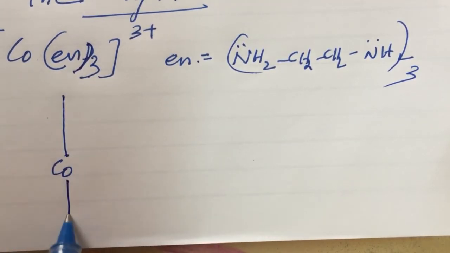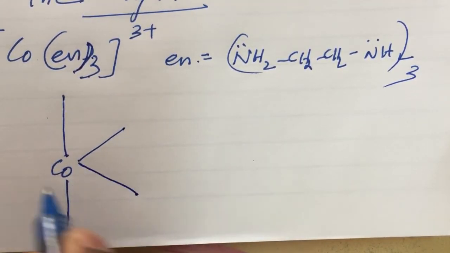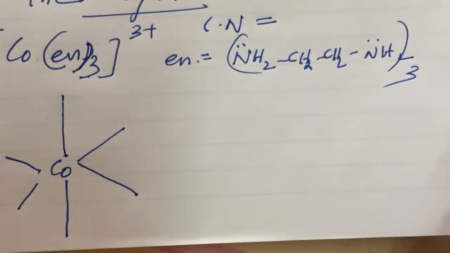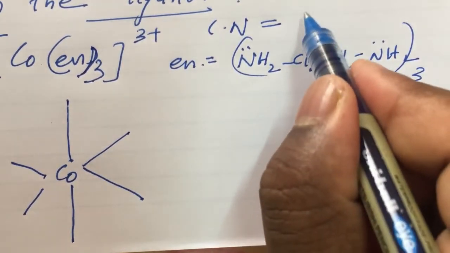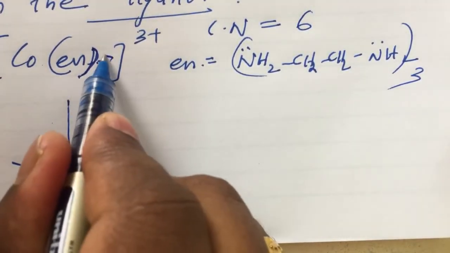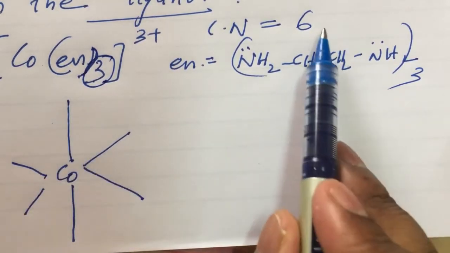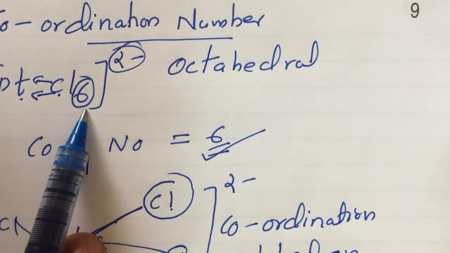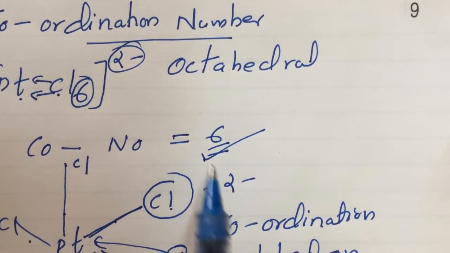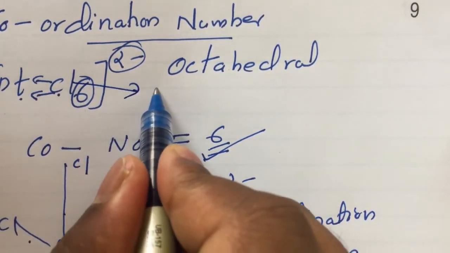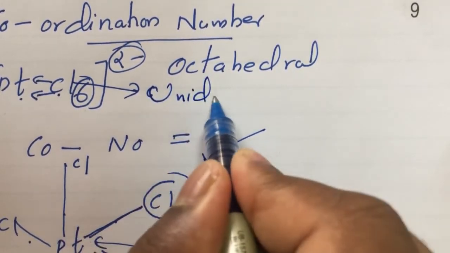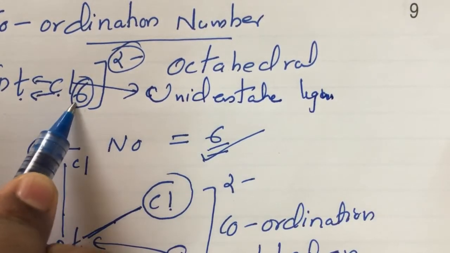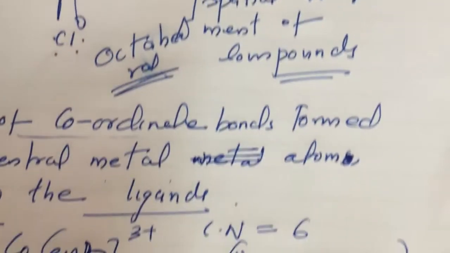Listen carefully. I am drawing an octahedral because the coordination number here is equal to 6. What is the coordination number? Coordination number is equal to 6. But here the number of ligands is 3, and the coordination number is equal to 6. In the previous case, the number of ligands is 6 and the coordination number is also equal to 6, because Cl is a unidentate ligand. If the ligand is unidentate, the number of ligands is equal to the coordination number.